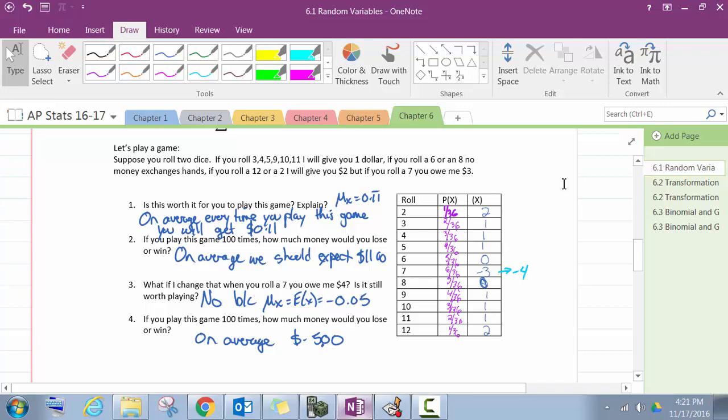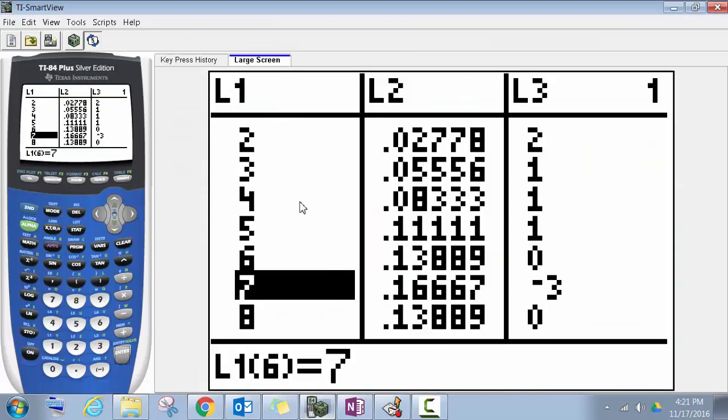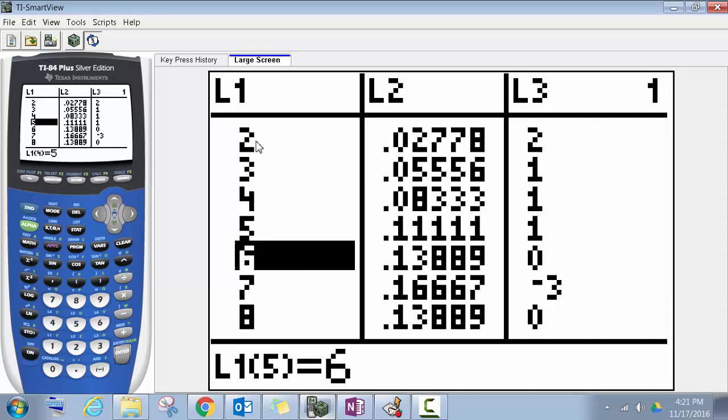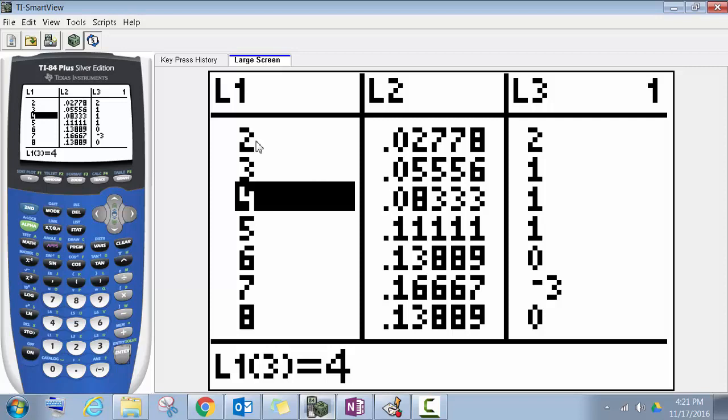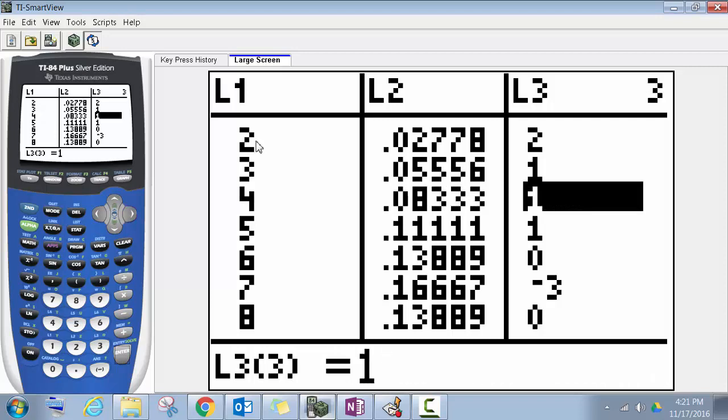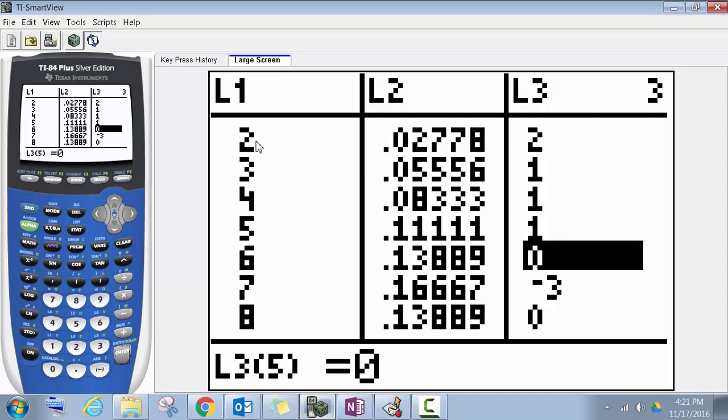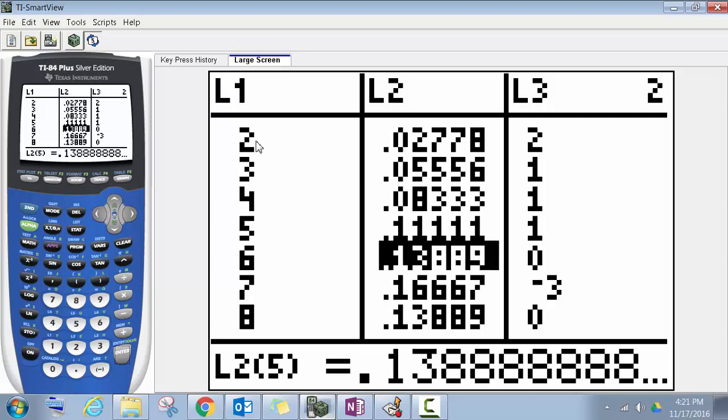So this is from your standpoint. So, is it worth it for you to play this game? Well, we want the expected value, on average, what you are going to get. So we need the mean. So we're going to use a calculator. We can put in our list of all the sums, but we're not using that as the x values because we don't care about that. We care about the money. The money is the x. And the probabilities are here. So L3 is our x values, L2 is our probability.